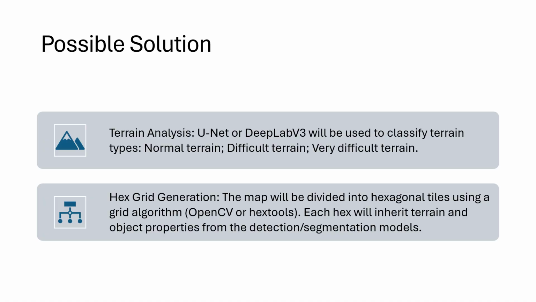The third step is terrain analysis. I'm going to use UNet or DeepLab to classify terrain types: normal terrain, difficult terrain, and very difficult terrain. After that, the next step is hex grid generation.